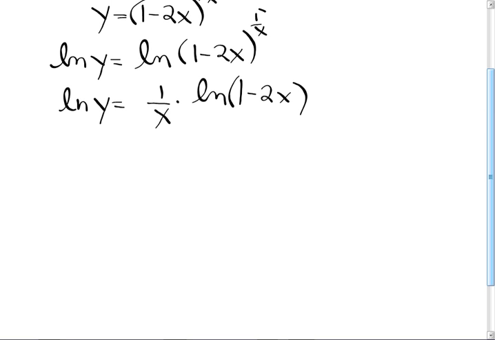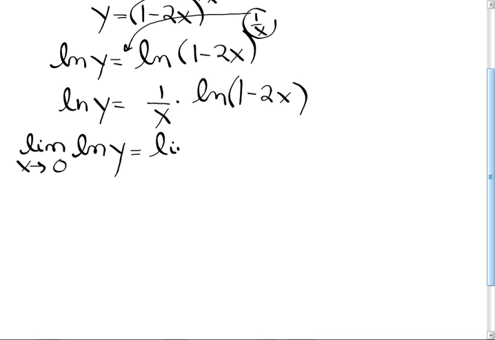I just took this 1 over x and put it in front. So I have to use L'Hopital's rule. I want to take the limit as x goes to what? Was it 0 or infinity? Okay. Of the log of y. Well, guess what the left side is? It's the log of y.